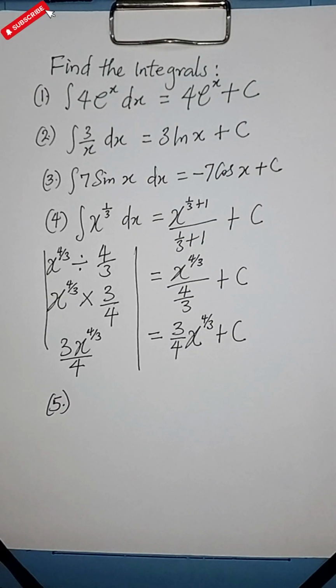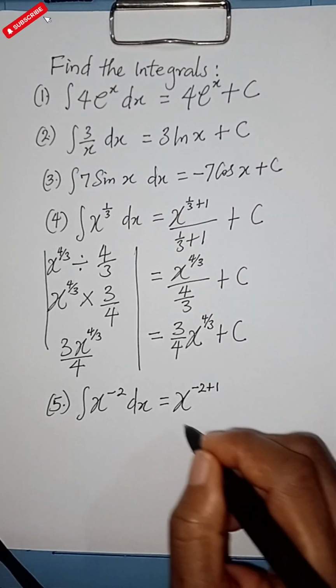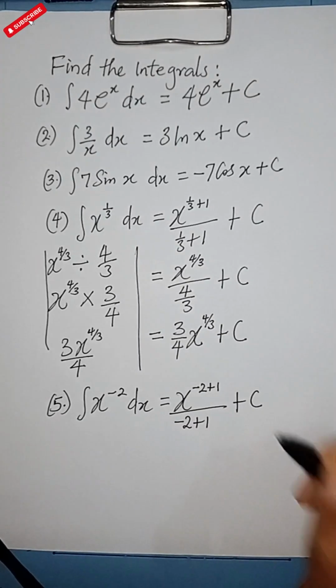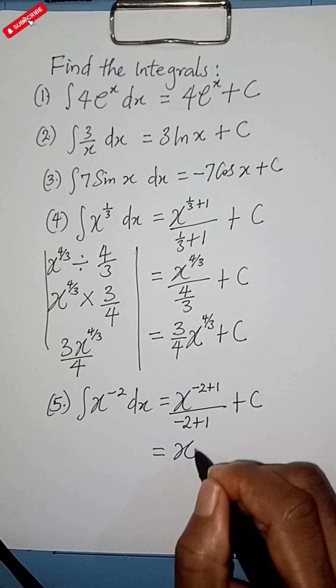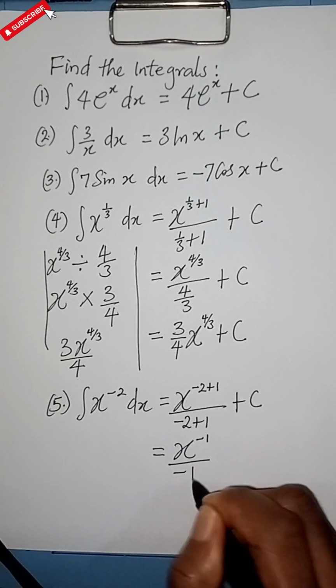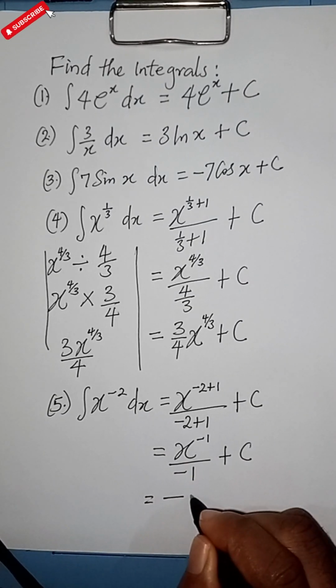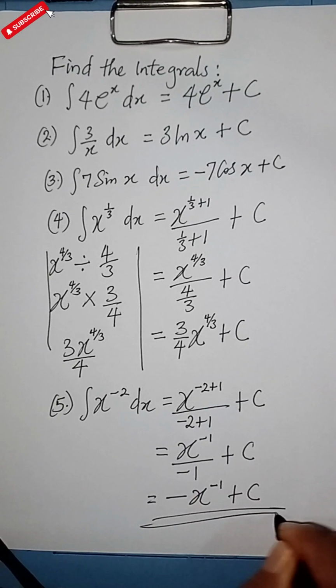Now let's go to number 5. Now look at number 5, integral x raised to power minus 2 dx. Same thing. You're going to increase the power by 1 and divide with what you have there in the power, plus your arbitrary constant. This will give you minus 2 plus 1, it's minus 1, divide minus 1 plus c, which is the same thing as minus x raised to power minus 1 plus your arbitrary constant.